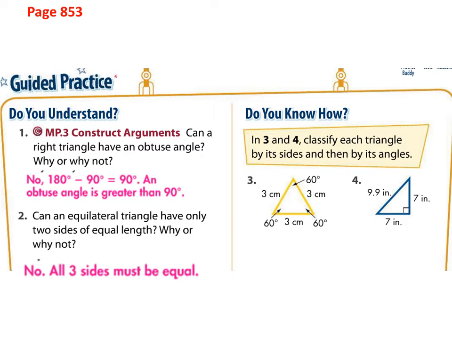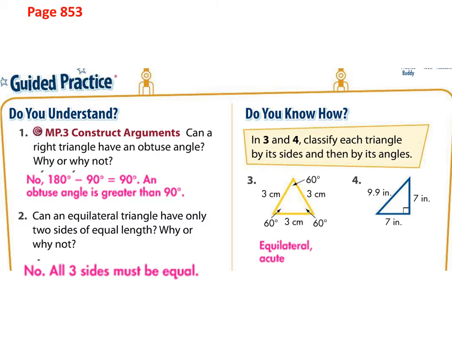And 3 and 4, classify each triangle by its sides and then by its angles. Question 3. Take a look at the sides, then take a look at the angles. All three sides are equal. So this triangle is an equilateral triangle. All the angles are less than 90 degrees, or acute angles. So this triangle is an equilateral acute triangle.